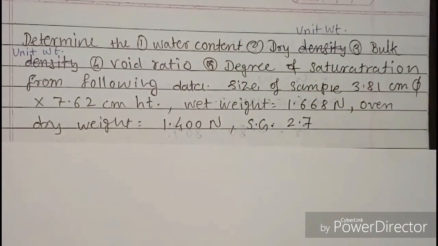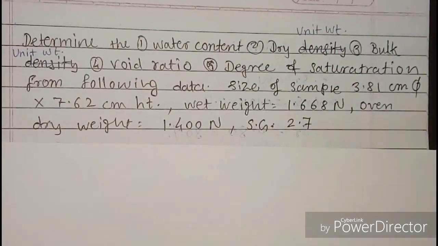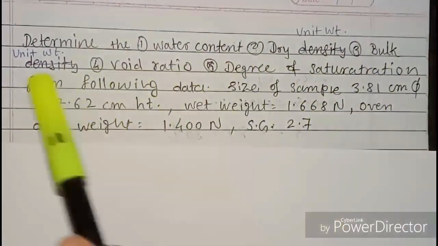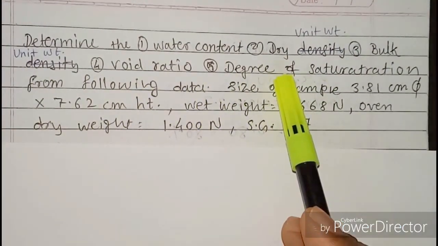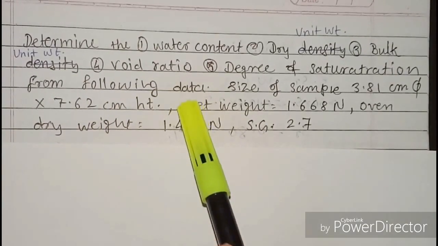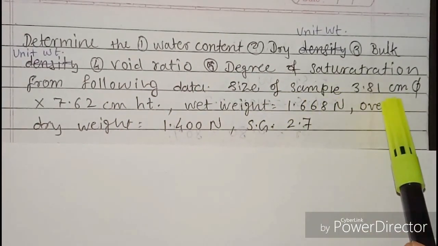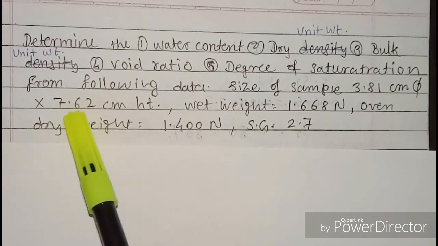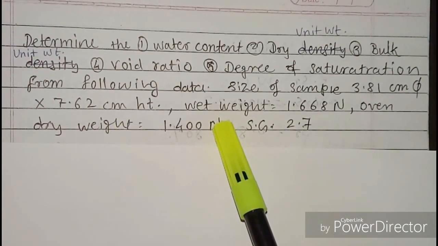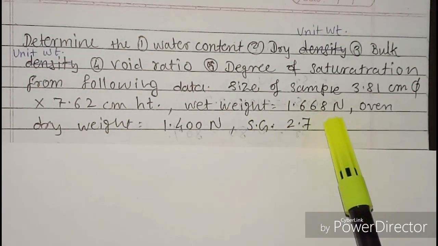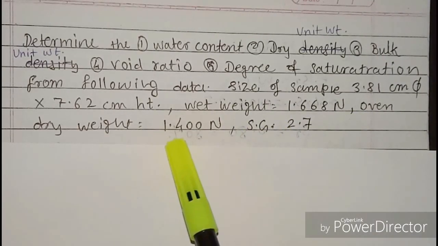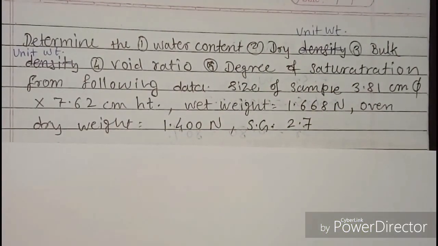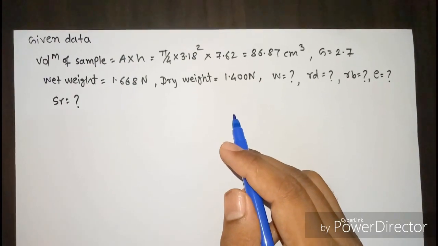Now we will switch over to the next numerical. Determine the water content, dry unit weight, bulk unit weight, void ratio, degree of saturation from following data. Size of sample 3.81 centimeter dia, height is 7.62 centimeter, weight is 1.668 Newton, oven dry weight is 1.400 Newton, specific gravity is 2.7. So this is given data.